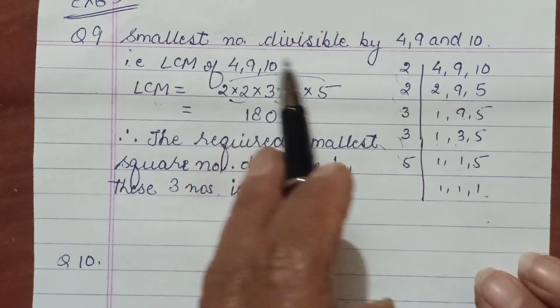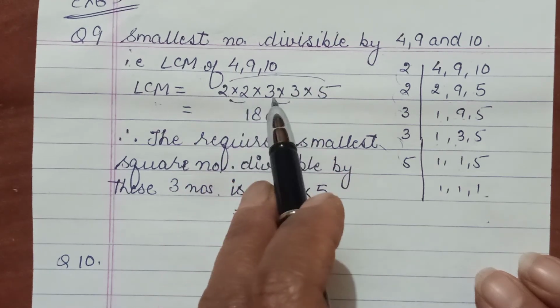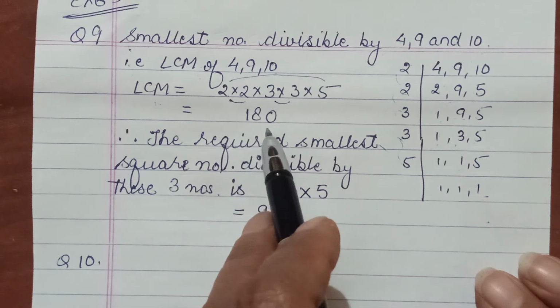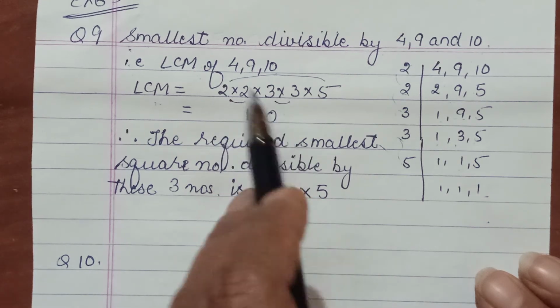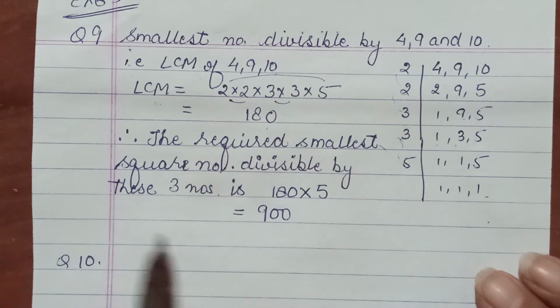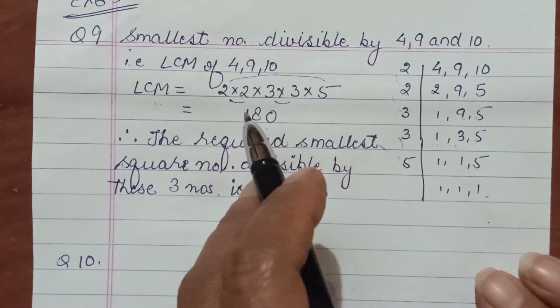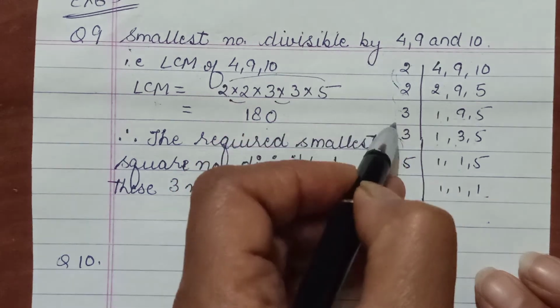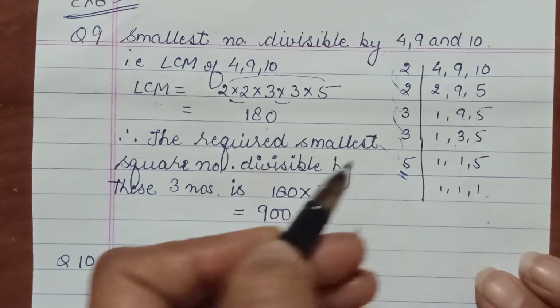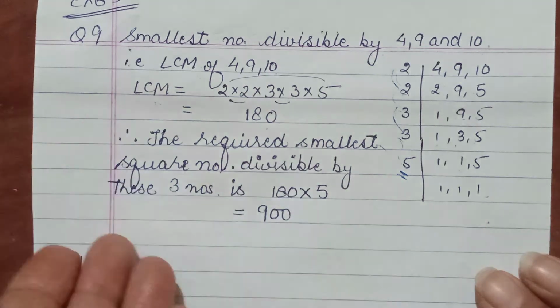So your LCM of these three numbers is coming out to be 2 into 2 into 3 into 3 into 5. All right, which is coming out to be 180. So 180 is divisible by all three of them. But आपका question था smallest perfect square, और 180 perfect square नहीं है. देखो 2 तो pair हो गया, 3 pair हो गया, 5 unpaired है. तो अगर हम इसको perfect square बनाएंगे तो कैसे बनाएंगे? 5 से और multiply कर देंगे.